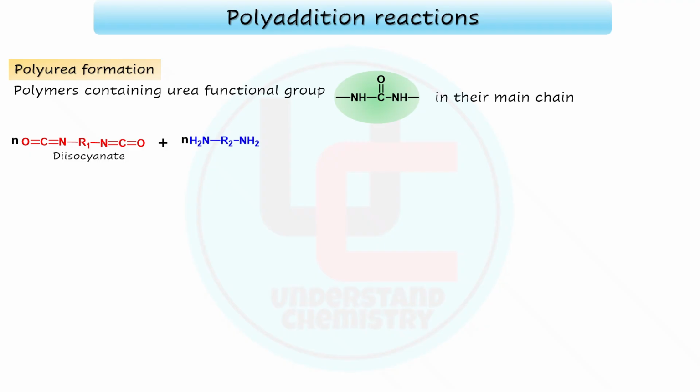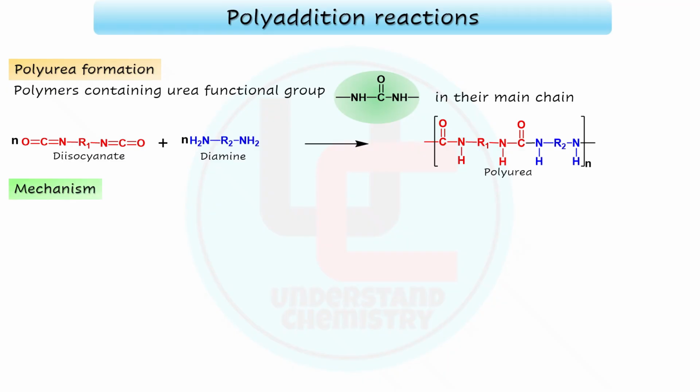Polyurea is formed by the reaction of diisocyanate and diamine. Let us understand the mechanism of formation of urea with the help of a simple molecule that contains only one functional group. The formation of urea from an amine and isocyanate follows a nucleophilic addition mechanism, where the amine reacts with the electrophilic carbon of the isocyanate.